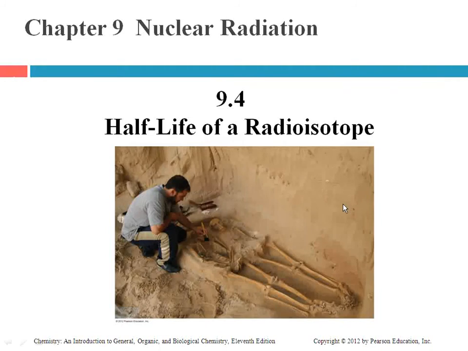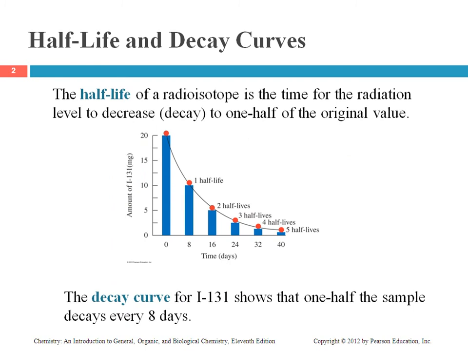Welcome back to Chapter 9, Nuclear Radiation. We are in Section 4 of Chapter 9, and we're going to look at the half-life of radioisotopes. The half-life of a radioisotope is the time for the radiation level to decay to 1/2 of the original value. And so these times can vary tremendously.